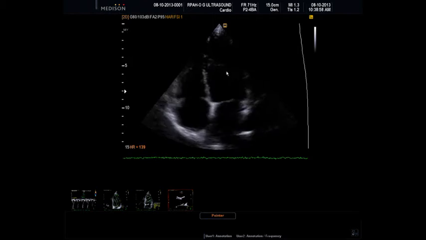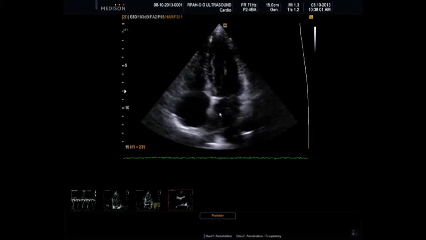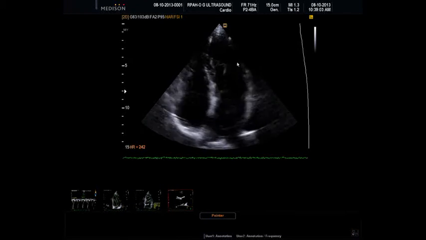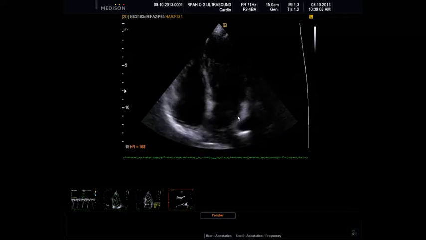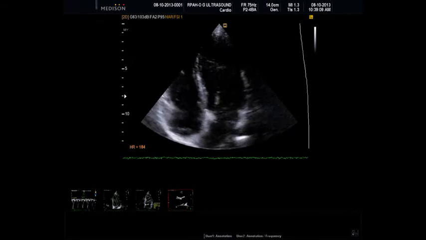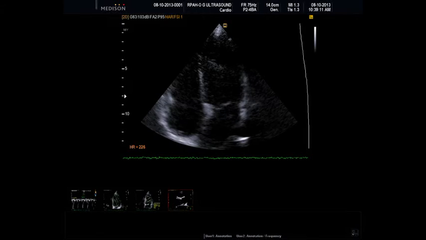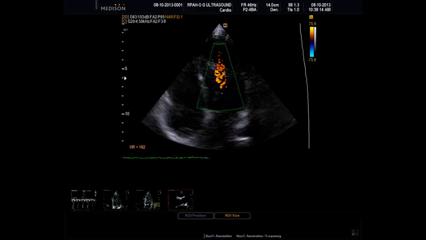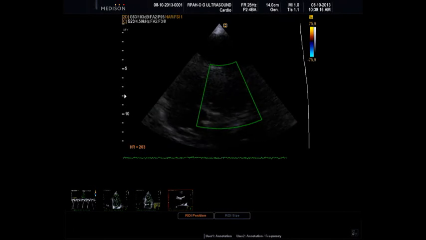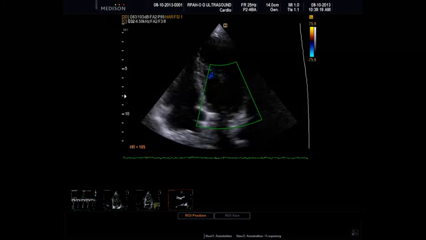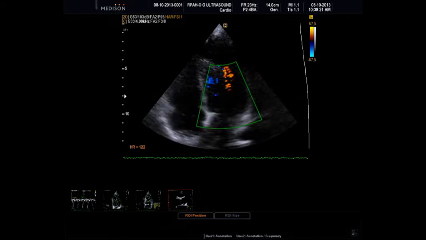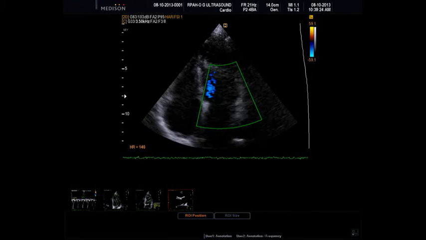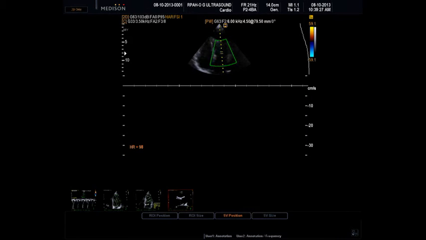So what you can see here, this is the left side of the heart. This is the left atrium, right atrium, left ventricle, mitral valve. So what we're going to do is put some colour on and have a look at the mitral inflow. I just want to bring the scale down a bit. There we go. And you Doppler at the tips of the mitral valve. Just bring our sample volume down a bit. Let's have a look.